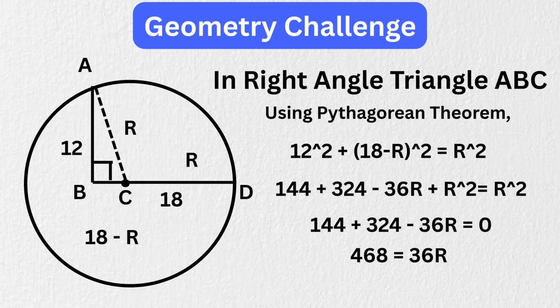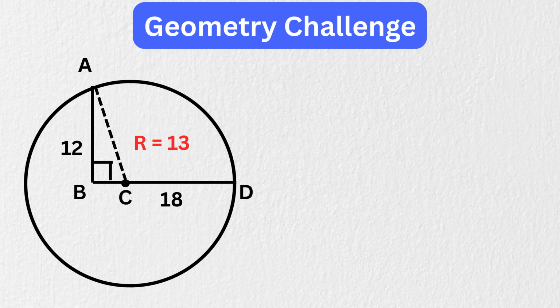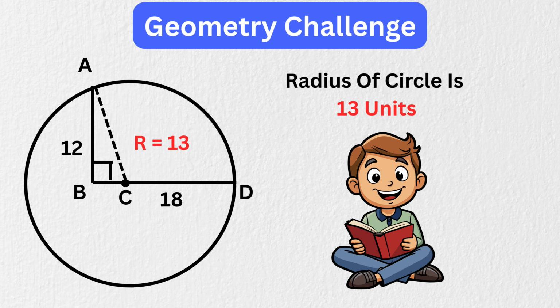Now dividing both sides by 36, we have r equals 468 divided by 36. Thus r equals 13. Therefore, the radius of the circle is 13 units.